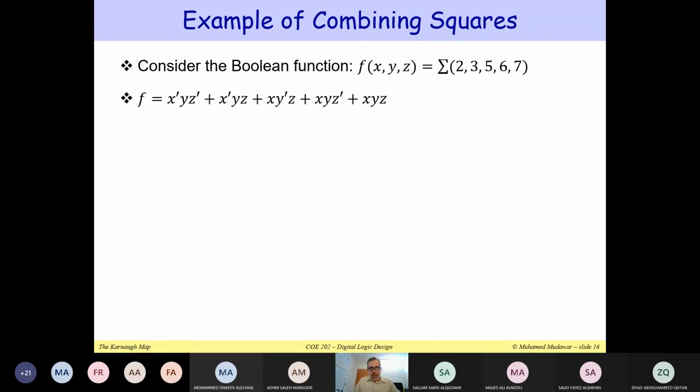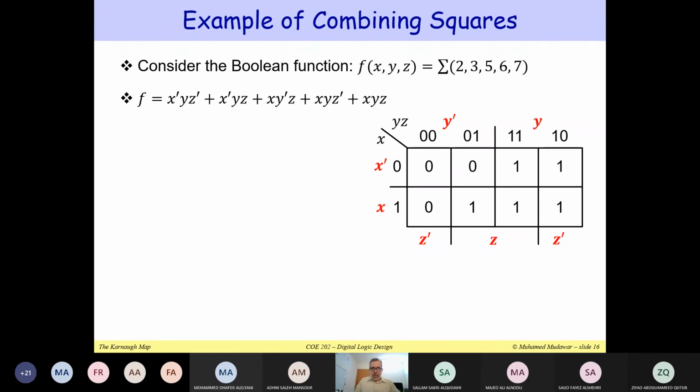So the first step is to draw the Karnaugh map. I'm going to put here a small number 3, indicating that this is minterm 3, this is minterm 2. This must be here 5. This is 6, and this is 7. Okay, so these are the locations of the squares inside the Karnaugh map. This is how you can locate them. So it's very important to draw the Karnaugh map properly.